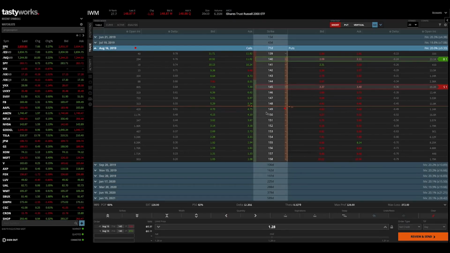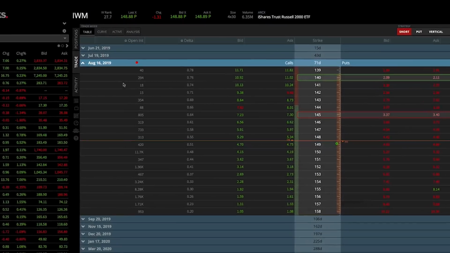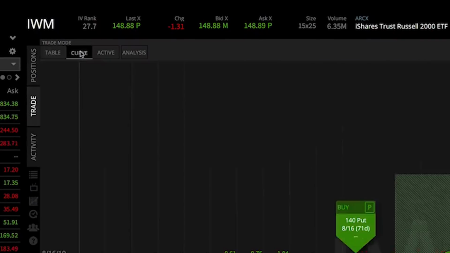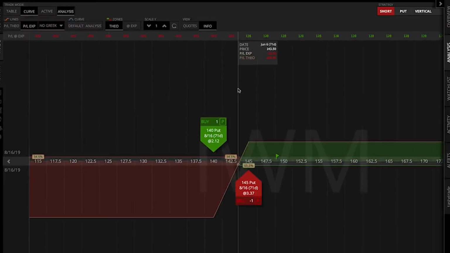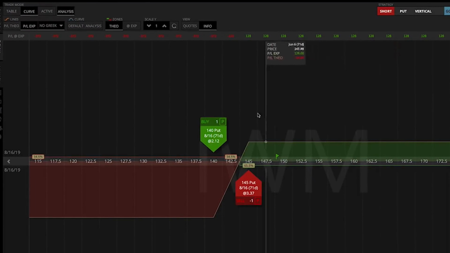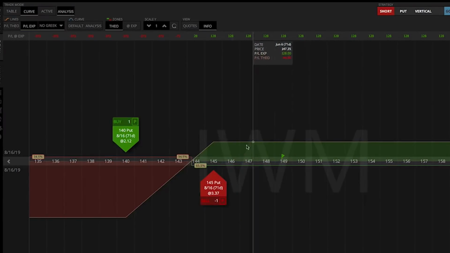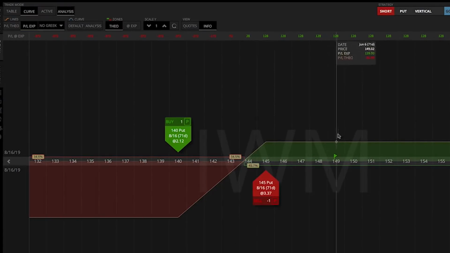Now, if I wanted to visualize the risk profile of this position, I could go to the curve view, click on analysis, and this will show me the expiration risk profile graph for this particular bull put spread position. This little green flag is the current price of IWM, which is right around $149. As long as IWM remains above $145 through expiration, this put spread will expire worthless, and therefore the maximum profit potential will be realized.